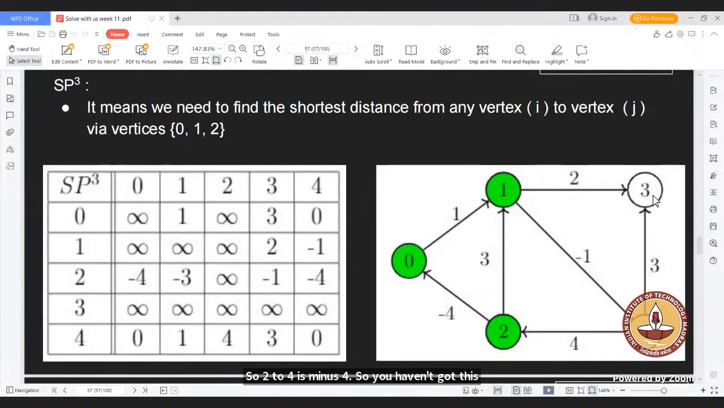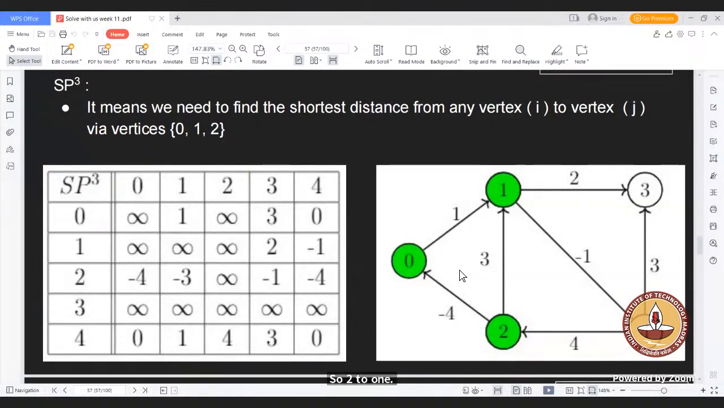One doubt I have. Sir, why is 2 to 1 -3? Here there is a direct edge of 3, but we are finding the shortest distance. So 2 to 0 is -4 and 0 to 1 is +1. So instead of going this route, we'll take this route. So it will give us -3.